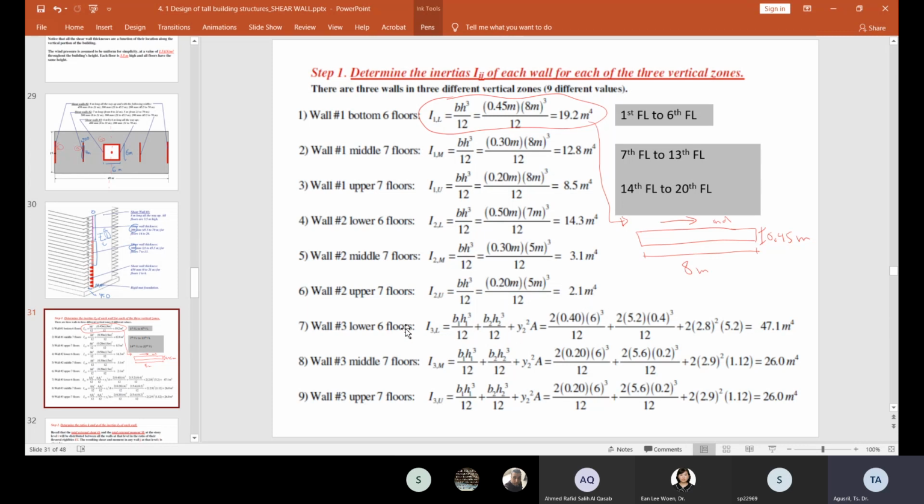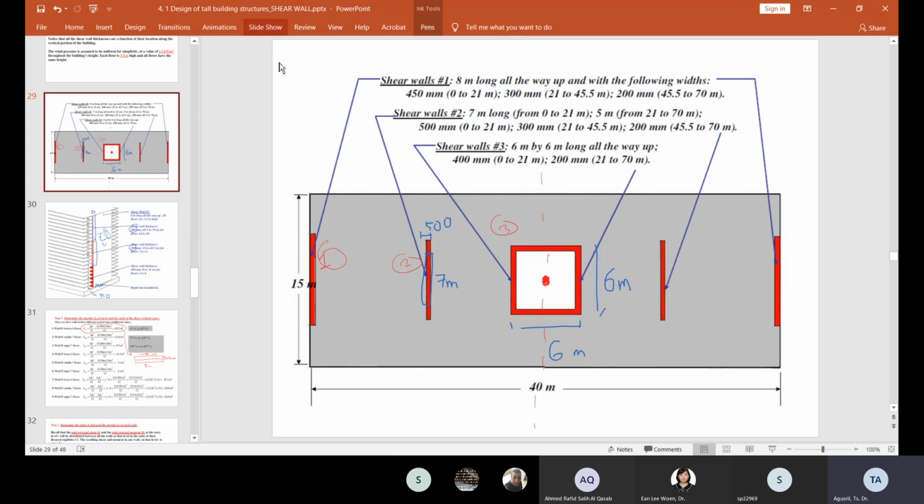And then for wall number 3, you can use this equation to get the second moment of inertia. In order to get the second moment of inertia for this hollow section, you can also use this equation.